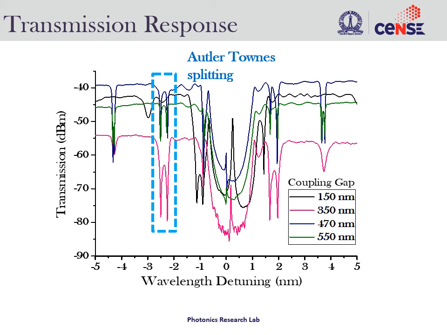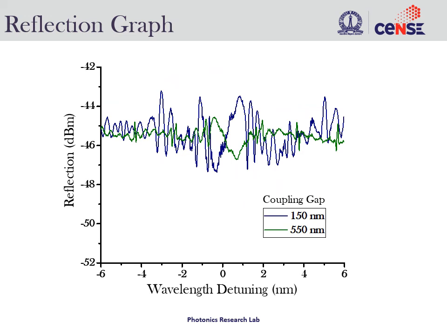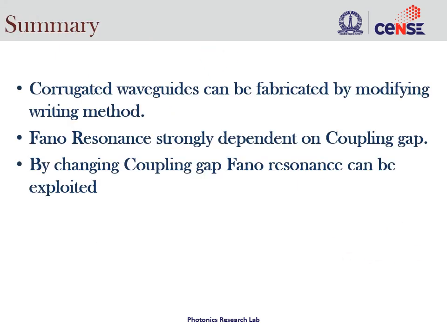So much more study is required to fully understand the cavity dynamics here. We wanted to check whether the reflected light from the Fano and the conventional cavity have a phase difference, and this graph clearly shows there is a phase difference between them. So corrugated waveguides can be fabricated by modifying the FBMS writing method, and Fano resonance has a very strong dependence on the coupling gap.